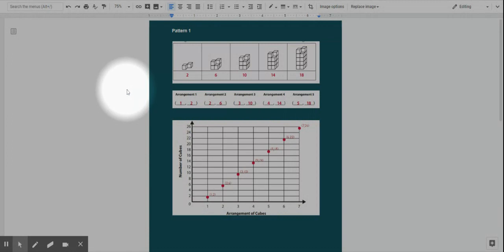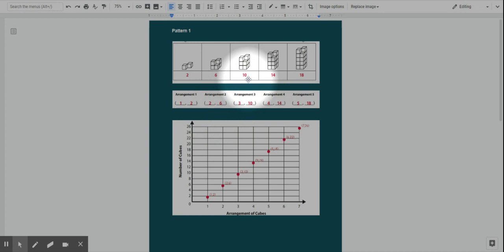So if we look at pattern 1, yesterday you talked about you have 2 cubes, and then 6, and then 10, and then 14, and then 18. If we arrange that in an ordered pair, since this is the first arrangement in the pattern, that would be 1. That's this number here for the 1. So this is the first arrangement, and there are 2 blocks. If we look at this arrangement, this is the second arrangement. So this is ordered pair 2 because it's the second set of cubes, and then 6 cubes.